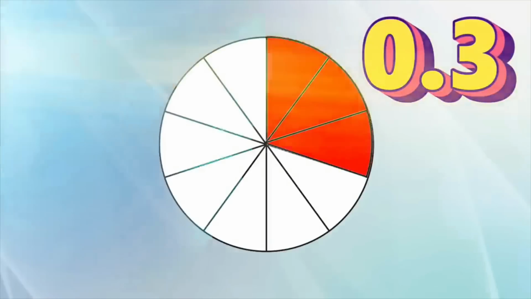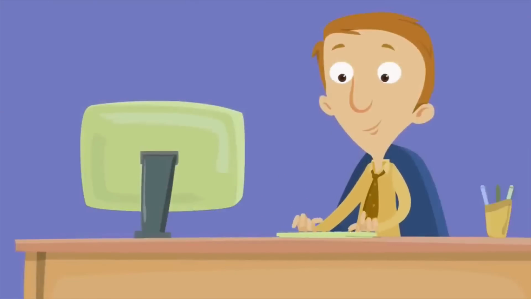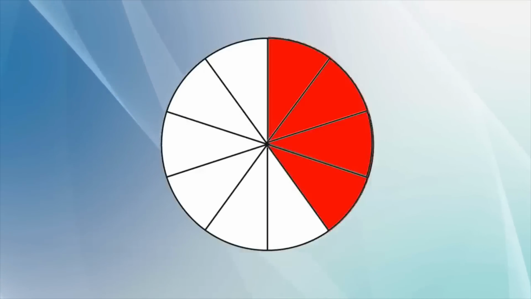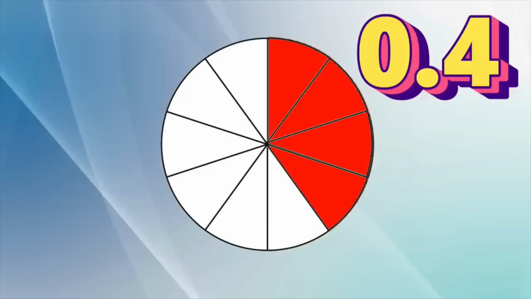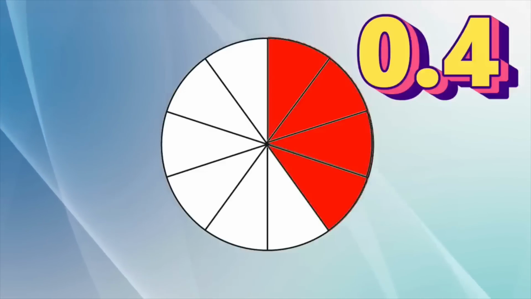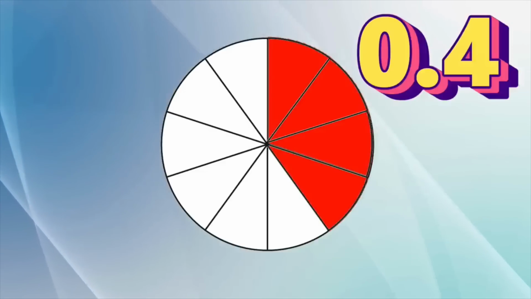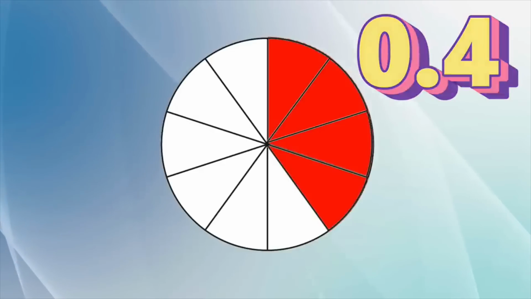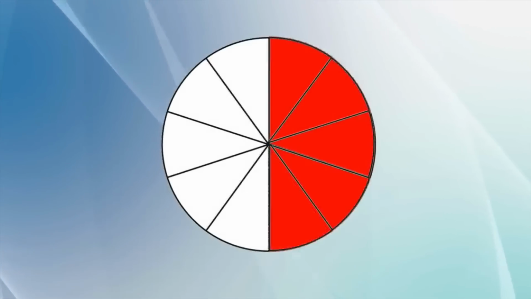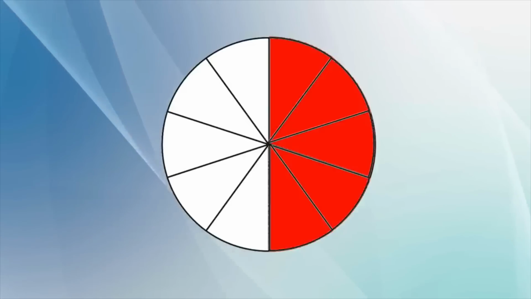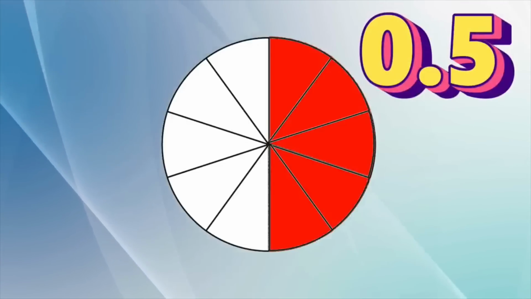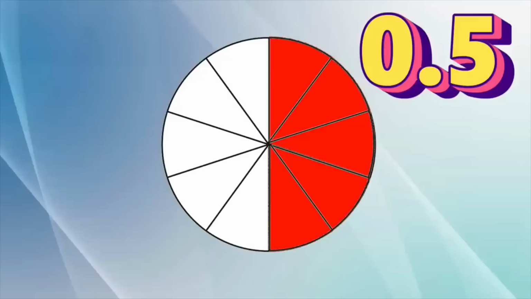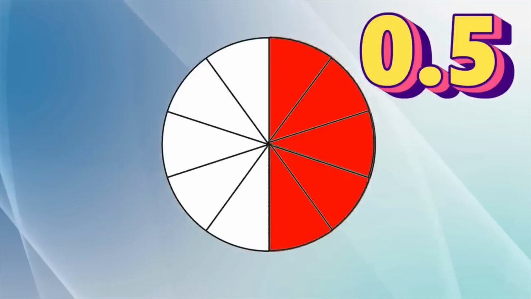0.3. Great job. You know what? Let's go ahead and color another part. What is this decimal? 0.4. Very cool. 0.4. Awesome. We've almost colored in half of this circle. Now, if we color in just one more part, what is this decimal? 0.5. Yes! Which is the same as 1/2. Half of this circle is now the color red.